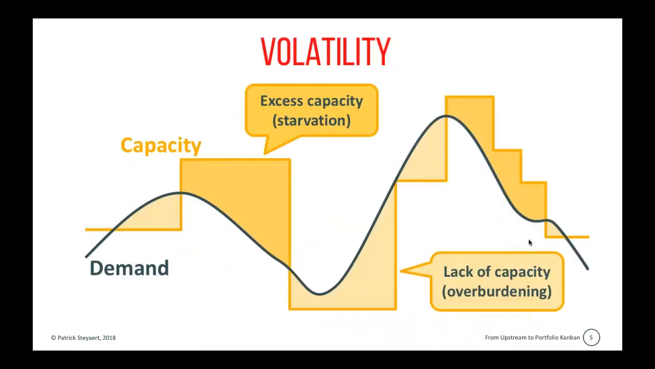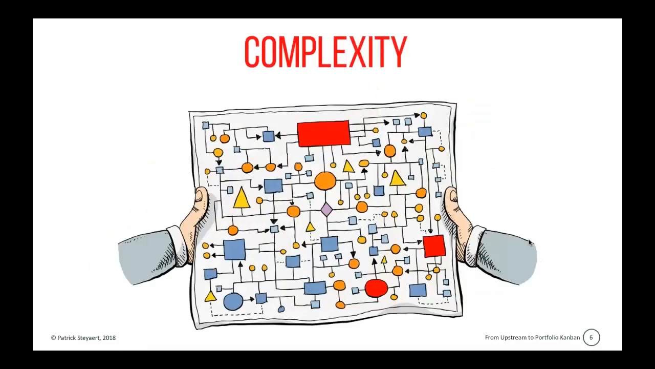There's also volatility. Demand is not always stable, and especially in a changing environment, demand fluctuates. And trying to follow the fluctuating demand with our capacity is not always feasible, nor is it optimal. So there's volatility, there is complexity, and in this presentation I'm mainly interested in complexity on the supply side.